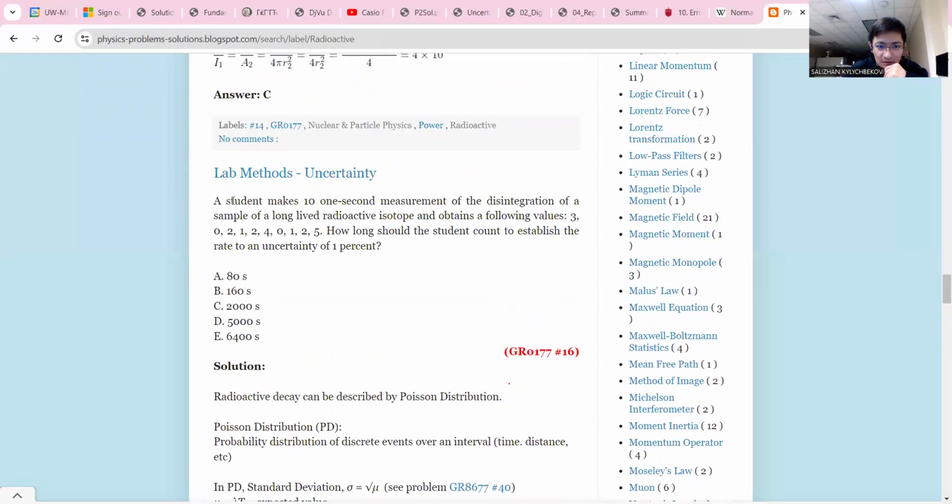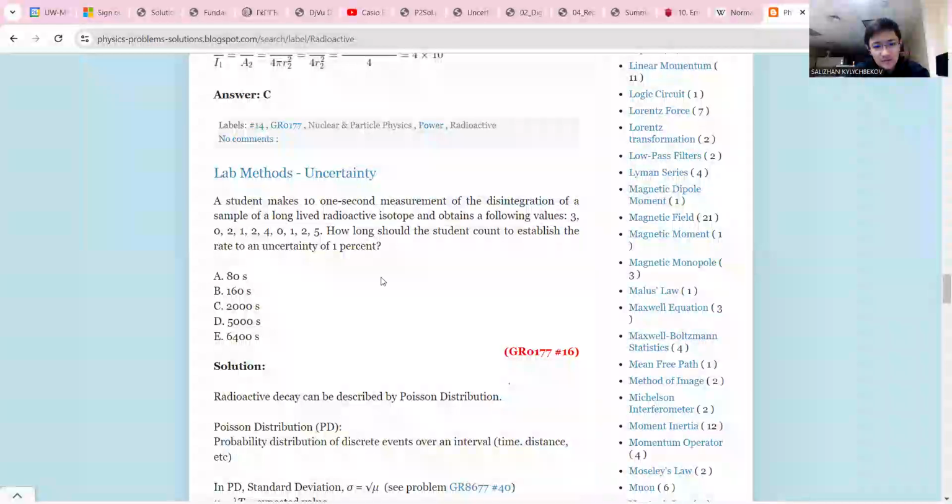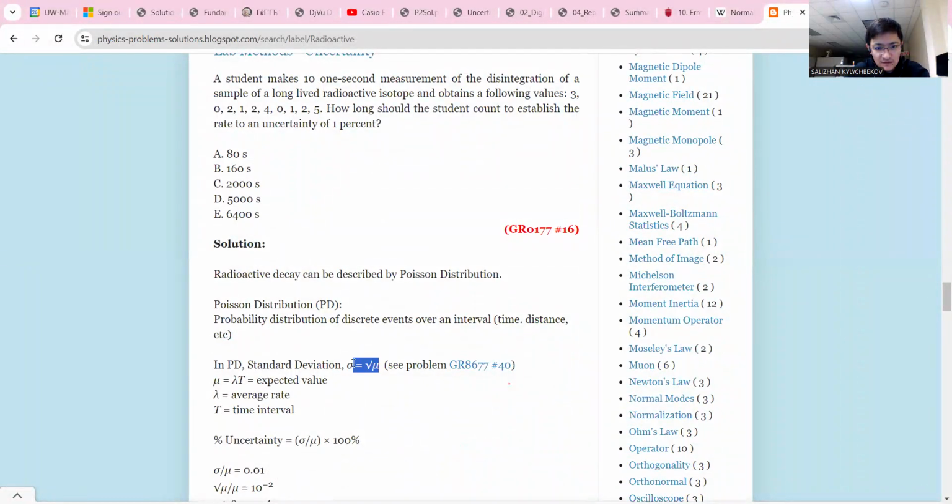Poisson distribution, for example, uncertainty. A student makes 10 one-second measurements of the disintegration of a sample. It's about radioactivity, right? This is a GRE problem. He obtains the following values: in the first case 3 disintegrations, in the second 0, then 2, 1, 2, 4, 0. A histogram comes out, right? How long should the student count to establish the rate to an uncertainty of 1%? Here it is based on uncertainty, right? Do you remember? I was saying uncertainty is dependent on this.